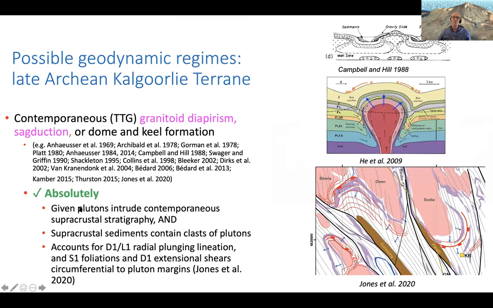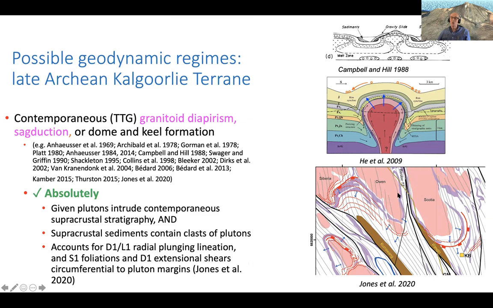We've already also given a green tick to granitoid diapirism, which involves the buoyant diapiric uprise of these granitoid plutons, causing uparching and doming of the supercrustal sequences and the simultaneous downwarping or sagging or sagduction of those supercrustal sequences adjacent.